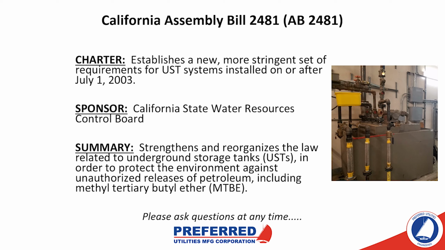California Assembly Bill 2481, or AB 2481, basically I just got this information from their internet webpage just to explain what it is. Their charter establishes a new, more stringent set of requirements for UST systems installed on or after July 1st, 2003, obviously sponsored by the California State Water Resources Control Board.